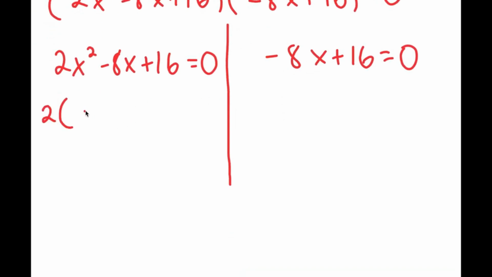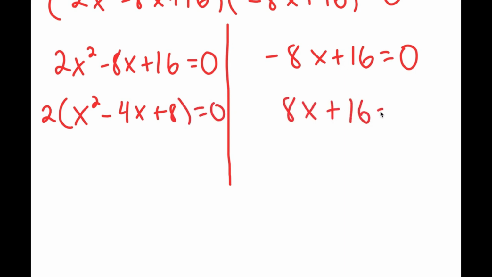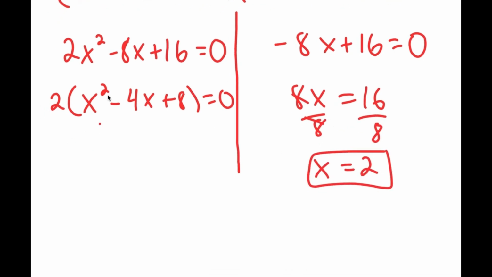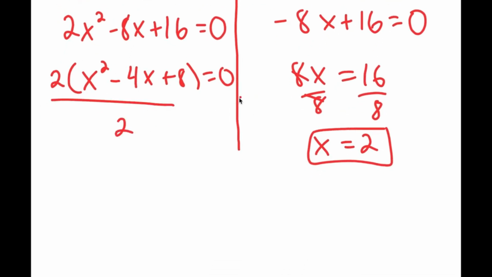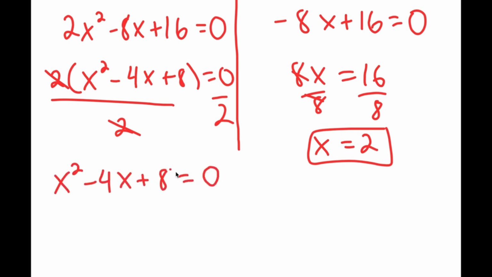Now from here, I'm going to factor out 2, so I get 2(x^2 − 4x + 8) = 0. And for the other equation, I have 8x = 16. So if I divide both sides by 8, I get x = 2. That's one solution. And now continuing this, if I divide both sides by 2, I get x^2 − 4x + 8 = 0.